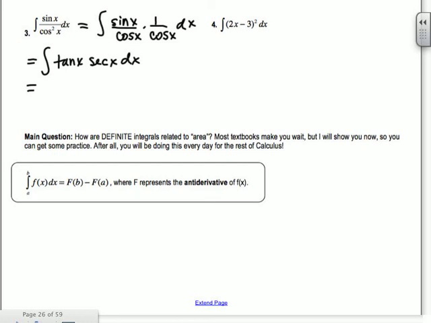So what do I take the derivative of in order to get secant x tangent x? Secant. So it's secant x plus c. That's it. What's the derivative of secant? Do I need to do my derivative drill again here?